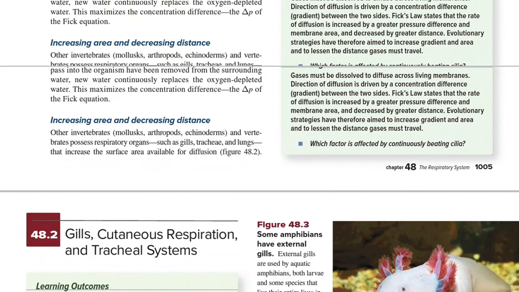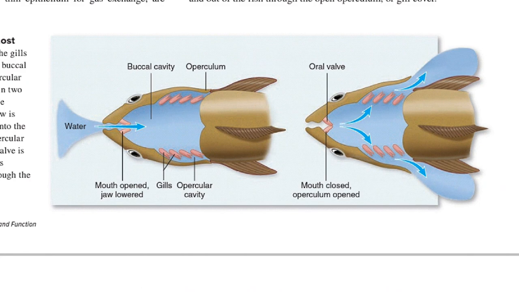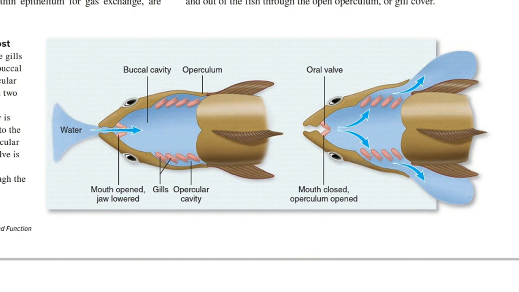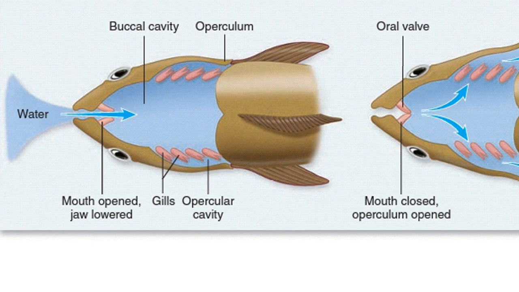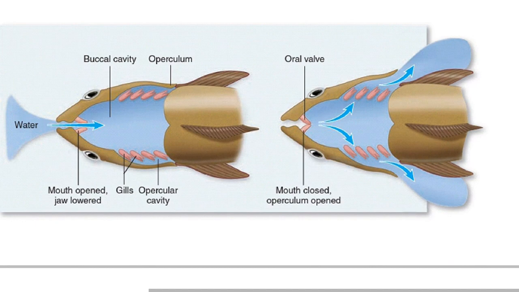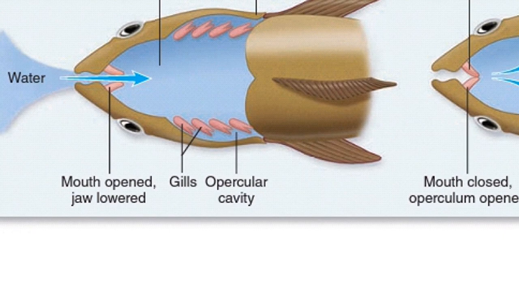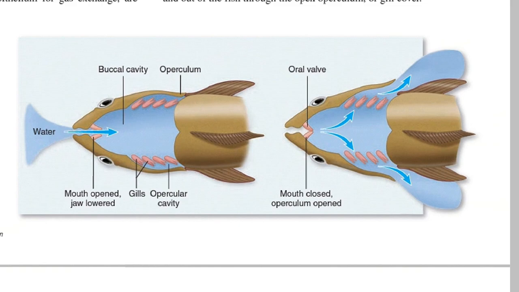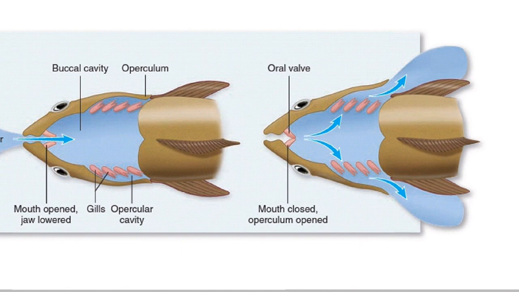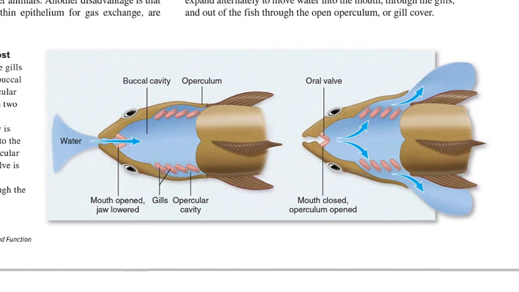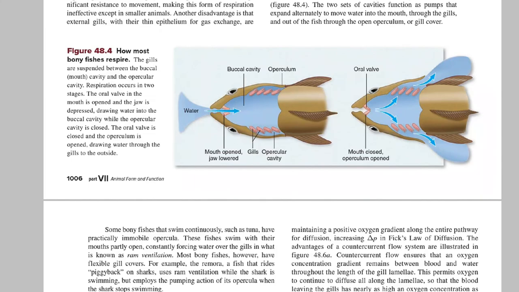In this figure, here you see in the fish mouth how the water is entering. If you observe, the operculum is closed right now when the water is entering through the mouth. And once the water enters, mouth closed. Mouth open, jaw lowered. Then mouth closed, and the operculum is open, water flows through the gills, and there is an exchange of gases. How most bony fishes respire.